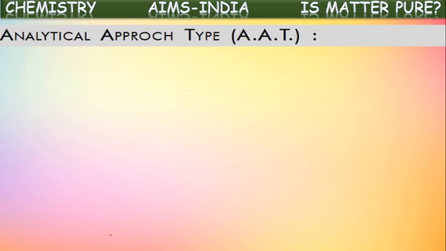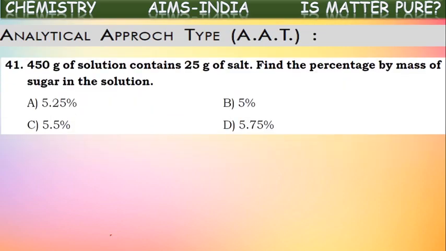Next, analytical approach type questions. The first one: 450 grams of solution contains 25 grams of salt. Find the percentage by mass of sugar in the solution. Now they're asking to calculate the concentration in terms of mass percentage. What is the formula? Mass of the solute divided by mass of solution into 100. It gives the mass percentage of the solution.